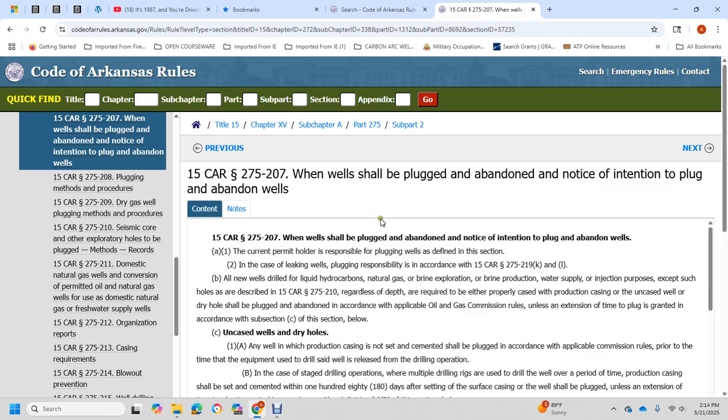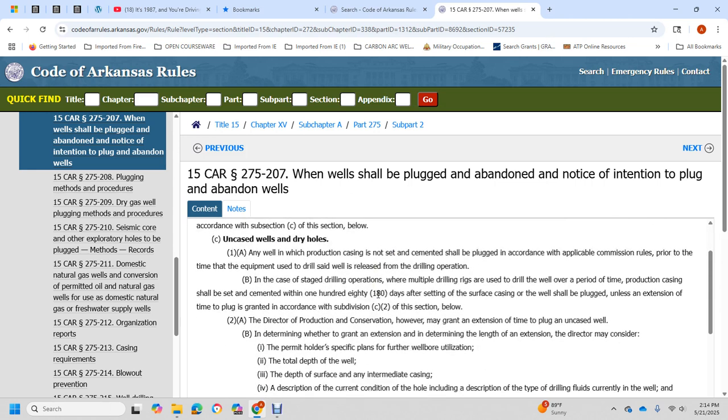275-210 regards the depth, properly cased for production. Case for the uncased well with the dry hole: plug with the band with the corner with the applicable Oil and Gas Commission rule, with the extension of the time to plug granted in subsection C below. See uncased well with the dry holes, any well of production casing that is not set and cemented shall be plugged with the applicable commission rule, with the time of the equipment, the drill set, the release of the drilling operation, for the multiple drilling rig, with the drill well over the period of time.